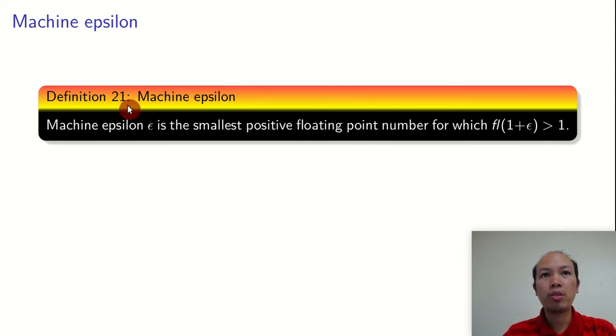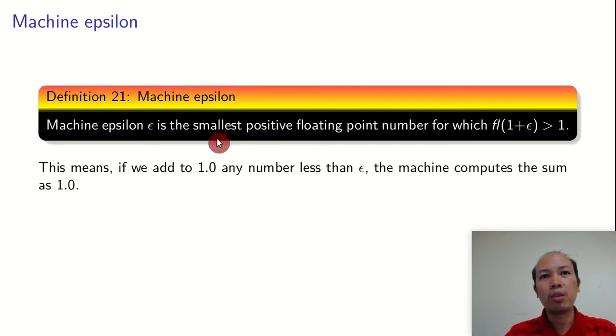For definition 21, it says here machine epsilon. This is the symbol. It is the smallest positive floating point number for which, by this definition, the floating point of 1 plus epsilon is greater than 1. So meaning to say, you are going to find the smallest positive floating point number such that this inequality will hold. Okay, so that's what we mean by machine epsilon.